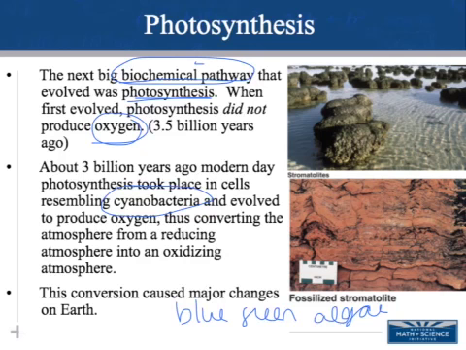So these cyanobacteria would form big, large mats, and they would collect together, and they would actually precipitate minerals out as sediments. These were fossilized. You can see that here in this picture. Here are the big mats of algae that were doing this. And again, this was converting the atmosphere into an oxidizing atmosphere.